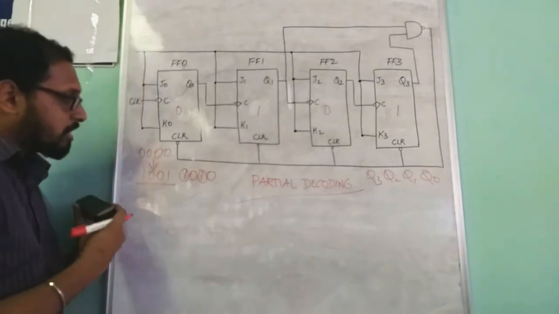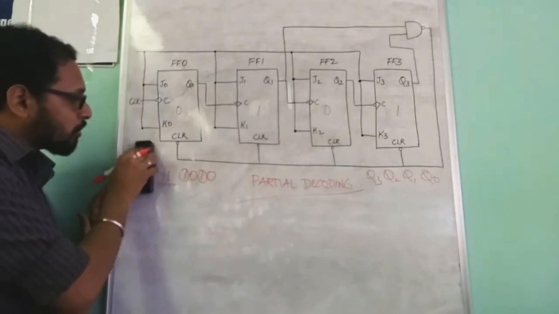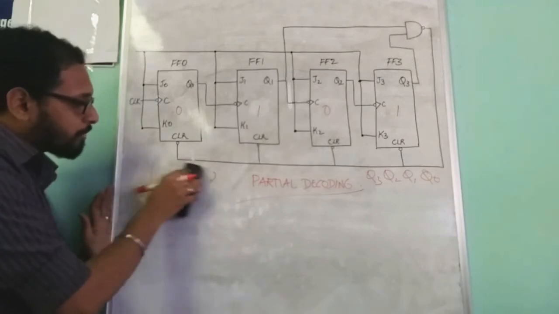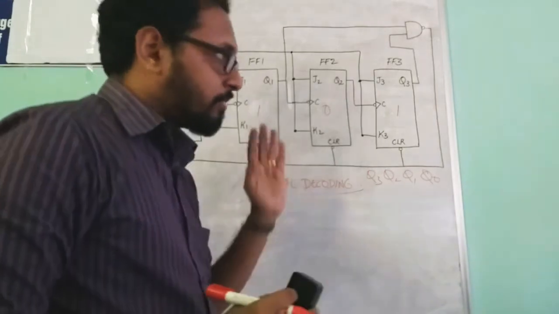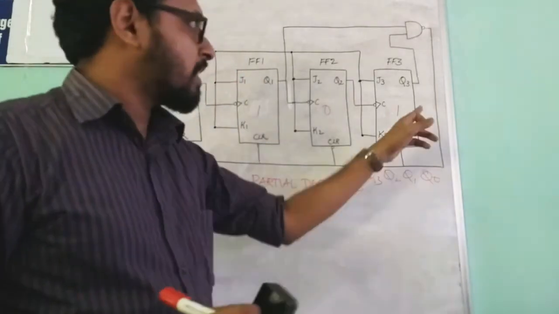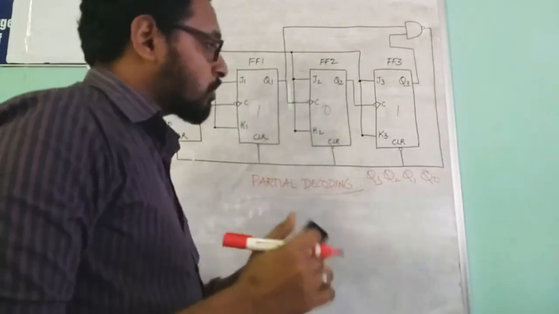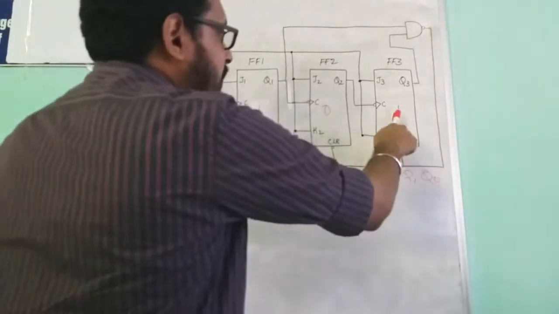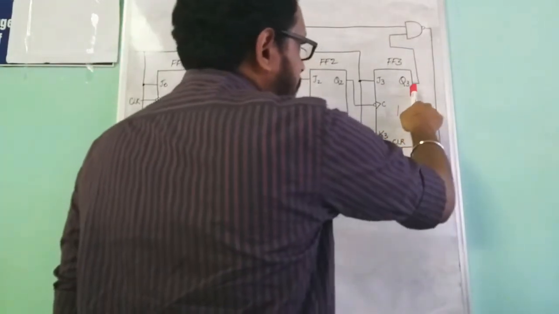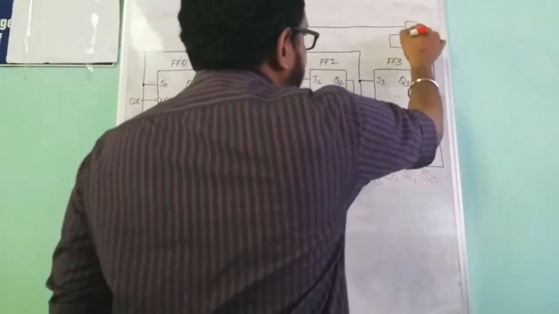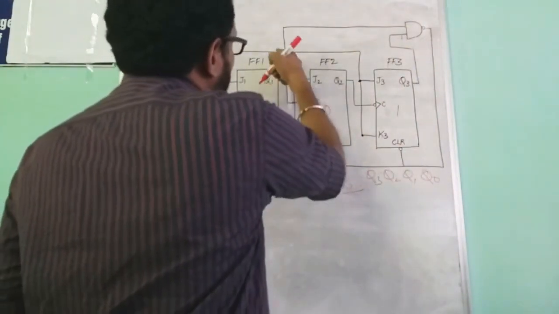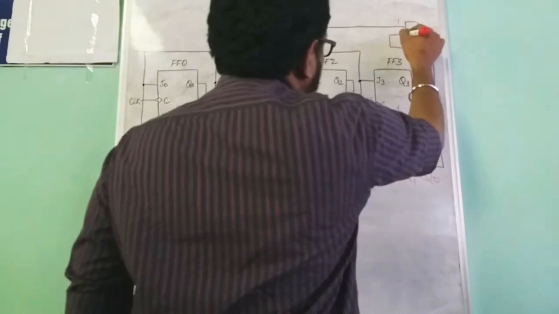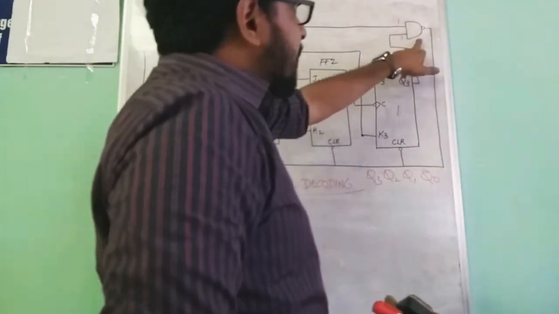Once we go to 1001, that is 9, obviously we will get the next number as 1010. So what we do is take the output value 1 from Q3, and the output from Q1, which is also 1. We feed these to a NAND gate.